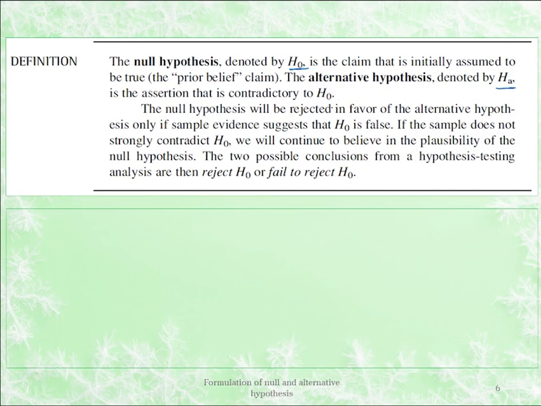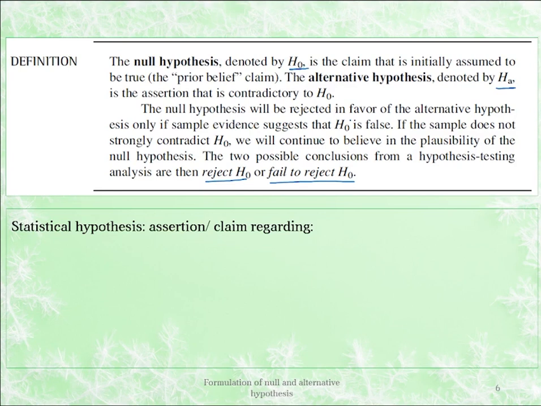So we will reject our null hypothesis in favor of the alternative if our sample evidence suggests that the null is false. And if the sample doesn't contradict the null, then we just carry on believing what we are believing currently. Unless you can prove otherwise, you stick with the null. So the two possible conclusions are reject the null, or fail to reject the null, or do not reject the null. It doesn't matter how we phrase it, but never, ever, ever accept the alternative. And we will get back to that later.